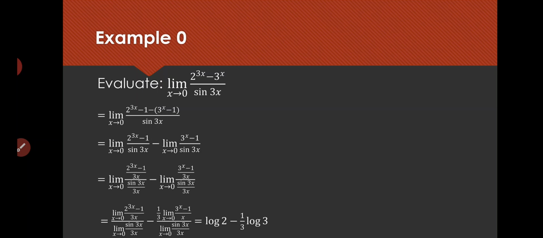And 1 by 3, let me take it out. So limit x tends to 0, (3^x minus 1) by x, and limit x tends to 0, again sine 3x by 3x. Now sine 3x by 3x, we know that the limit is 1. And (2^(3x) minus 1) by 3x: so 2 to the power something minus 1 by something gives you log 2. And again (3^x minus 1) by x gives you log 3. So therefore your answer is log 2 minus 1 by 3 log 3.